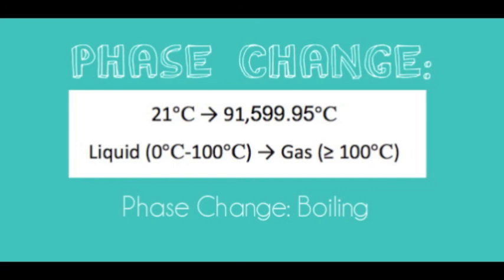We know that it started off as a liquid because the water was at 20 degrees Celsius, which is between 0 and 100 degrees Celsius. And we know that it ended up being a gas because our final number, which is 91,599.95 degrees Celsius, is greater than 100 degrees Celsius, making it a gas.